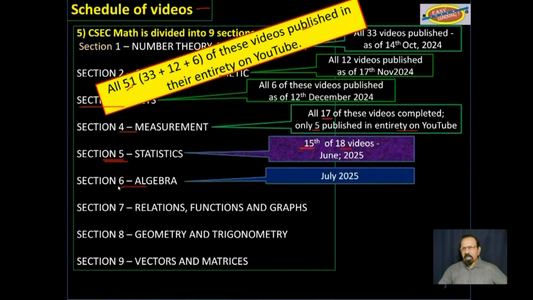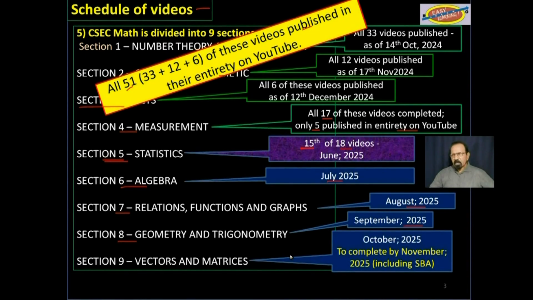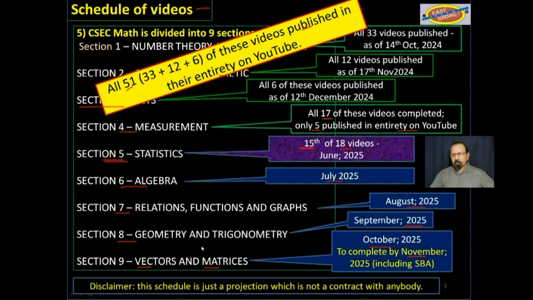Then section 6, algebra, by July 2025. Section 7, relations, functions, and graphs, by August 2025. Section 8, trigonometry and geometry, by September 2025. And finally, section 9, vectors and matrices, by October or November thereabouts. By the end of this year, 2025, all 9 sections should be completed and published.